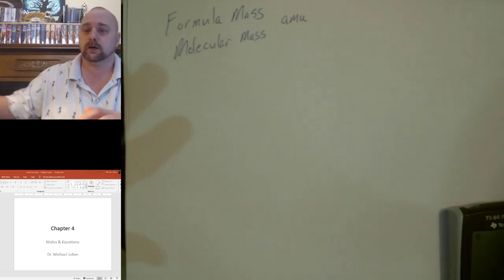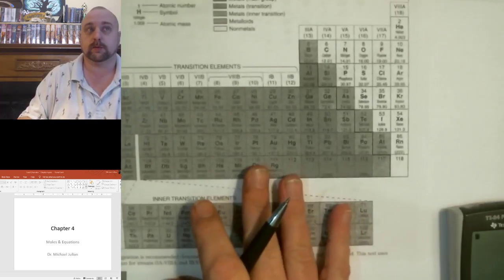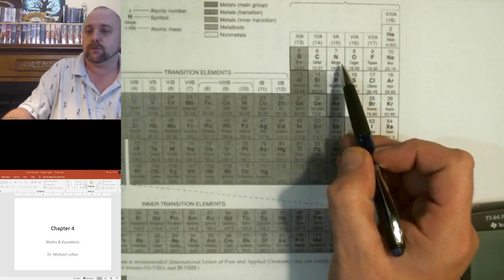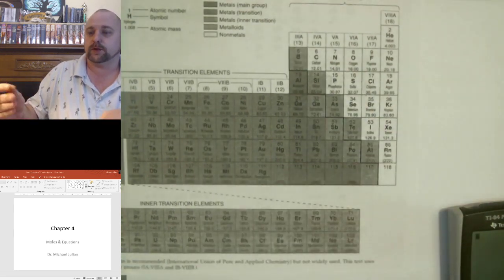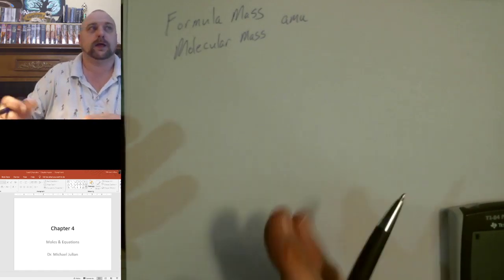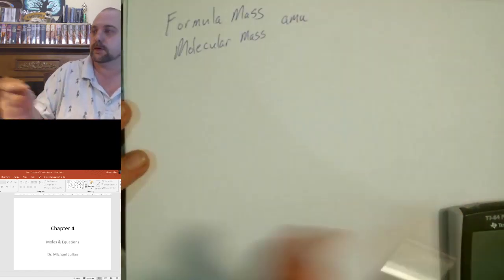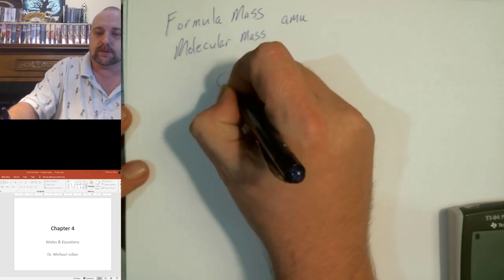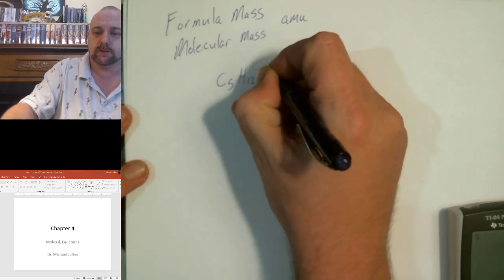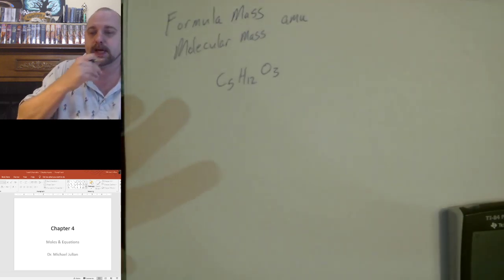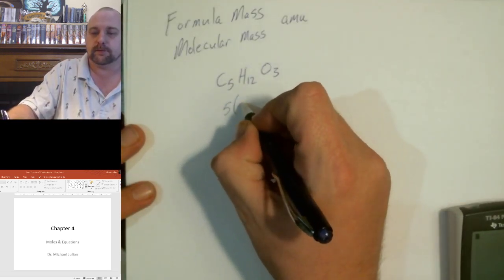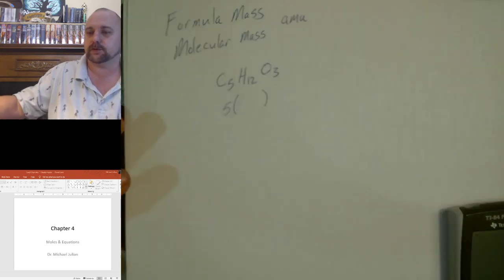So grab a periodic table, and it's these numbers that are right underneath. So 14.01 AMU for each nitrogen on average. Remember, it takes into account their natural abundances. So if I had C5H12O3, I've got 5 carbons, and so I'm just going to do 5 times whatever the mass is for carbon.